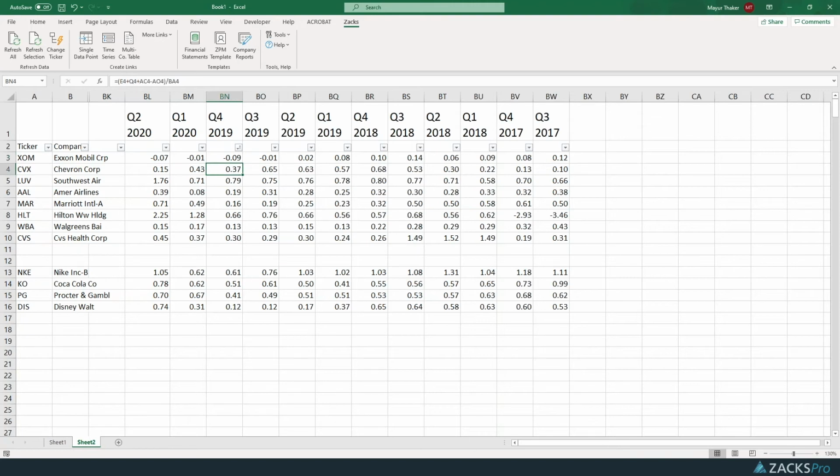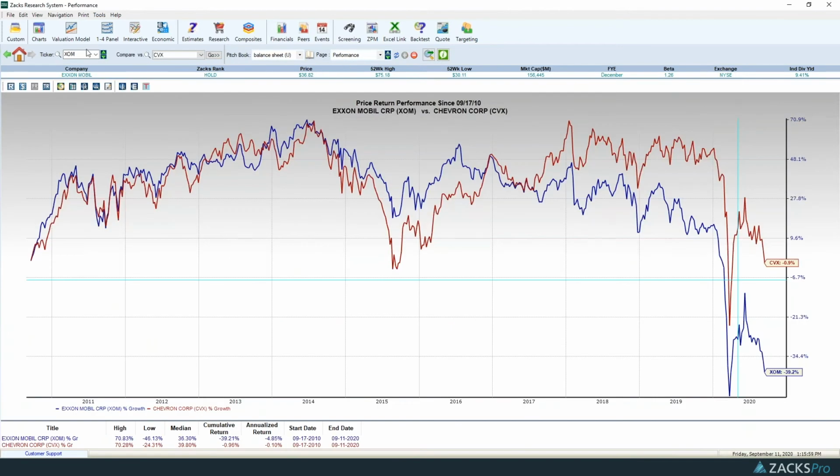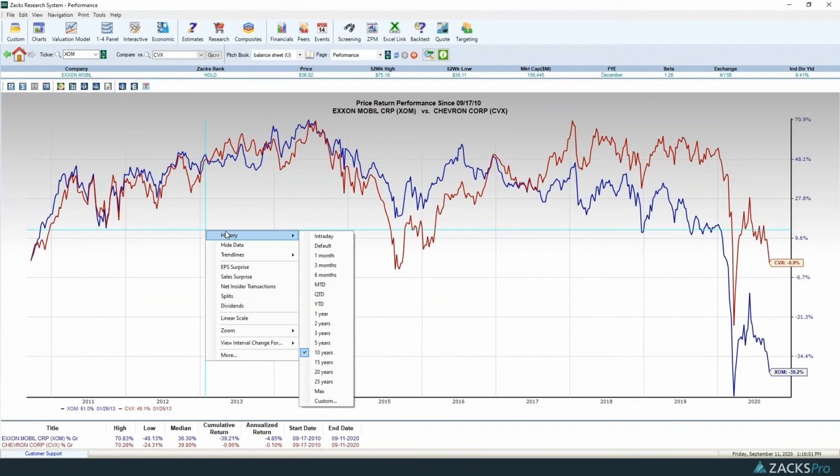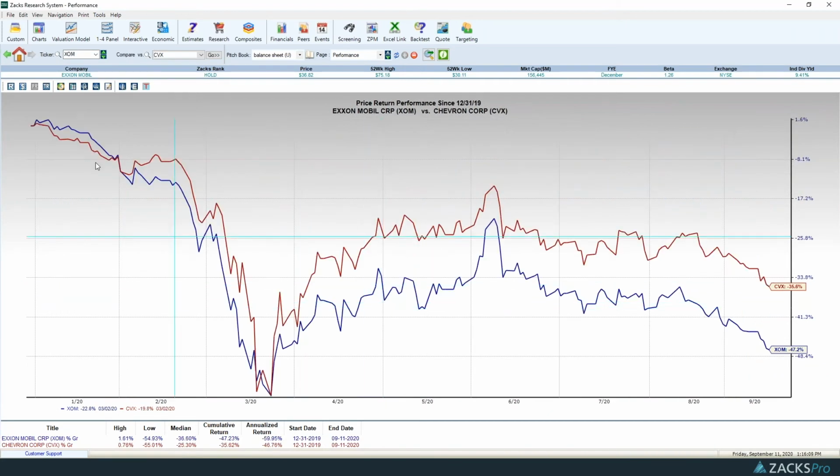So, if I go into ZRS, I created a little pitch book right here called balance sheet, and you can build one like this as well. Let's just take a look at the performance year to date of Exxon versus Chevron. I'm just going to change this to a year to date number. And you can see that despite the fact that these two companies have the same set of challenges, Chevron has obviously done very, very poorly year to date, right? It's not like this is a winner by any means, but you can see that there's a clear separation of returns of Exxon versus Chevron.